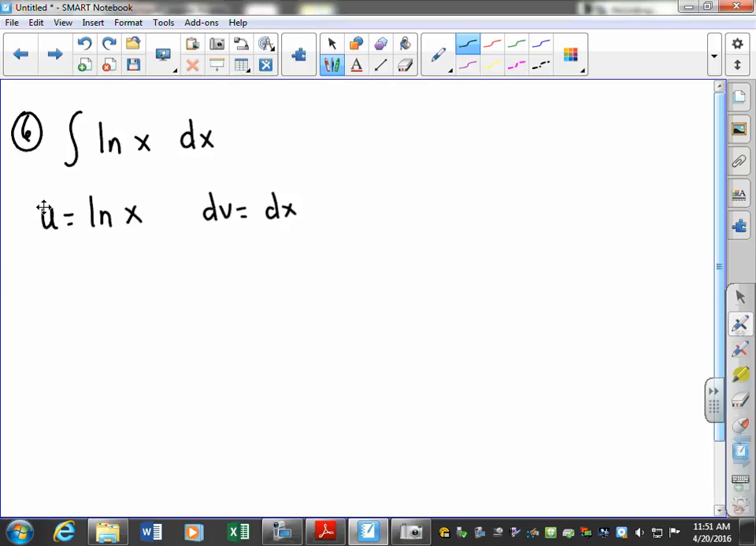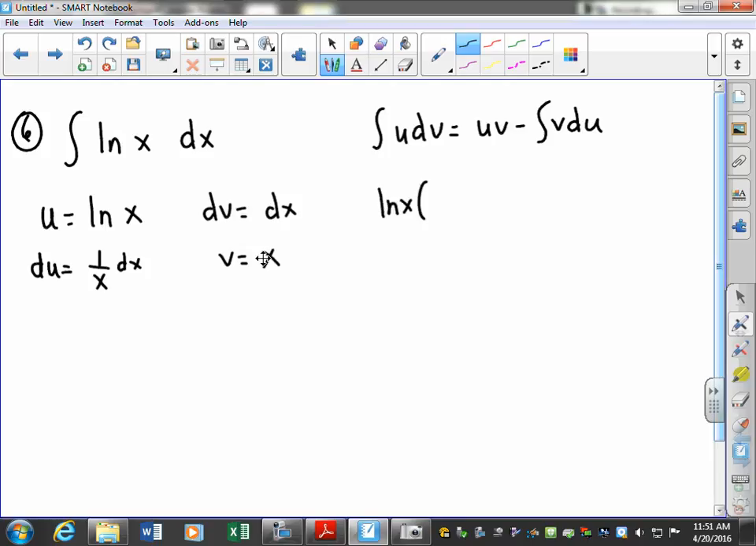Alright, so let's calculate du. What's the derivative of the natural log of x? Good, 1 over x dx. Now what about if we take the antiderivative of this, which is just a known 1, what would that be? x. Good, plus a constant. Now let's come over here: integral of u dv equals u times v minus integral of v du. So let's do our u, natural log of x, v is x, minus v is x again, and then du is 1 over x dx.